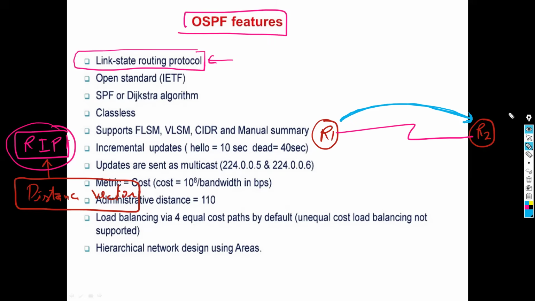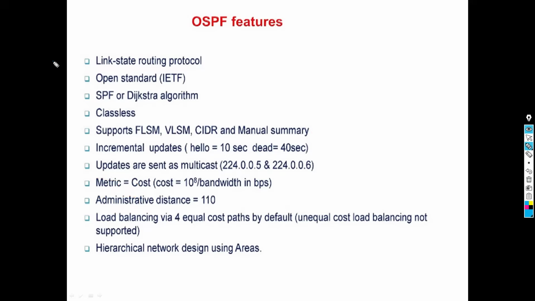But OSPF is a link state routing protocol. It means it always sends incremental updates. Whenever any change happens, then one router will share its update with another router. Clear my point? Yes. So OSPF is a link state routing protocol. It's an open standard protocol, so we can use it on any vendor like Cisco, Juniper, Alcatel, any vendor. OSPF uses the SPF algorithm, Shortest Path First, or Dijkstra algorithm.